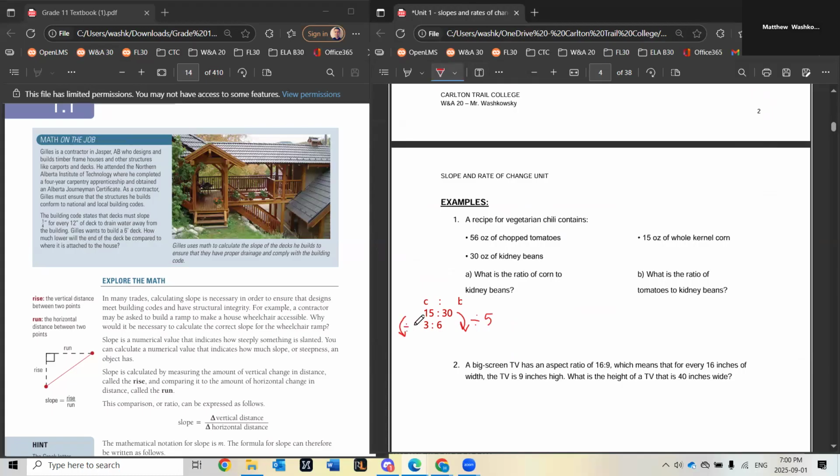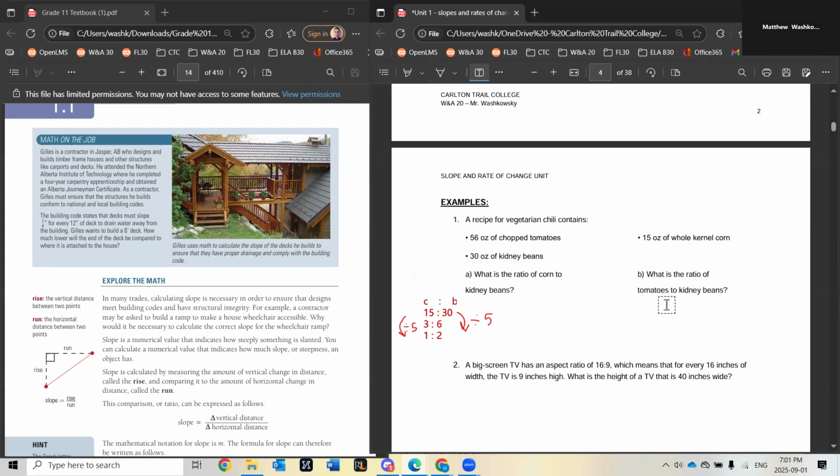I divided both by 5. 15 divided by 5 gives me 3. 30 divided by 5 gives me 6. They're the same thing. Now I can do it even more. I can divide them by a further 3. So now 3 divided by 3 gives me 1. 6 divided by 3 gives me 2. So a 1 to 2 ratio is the same as a 3 to 6 ratio, is the same as a 15 to 30 ratio. They're the same thing.